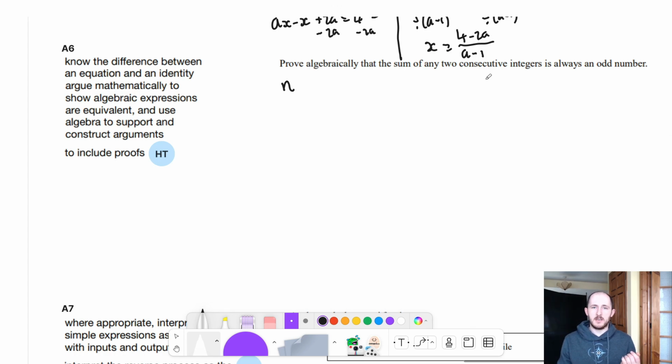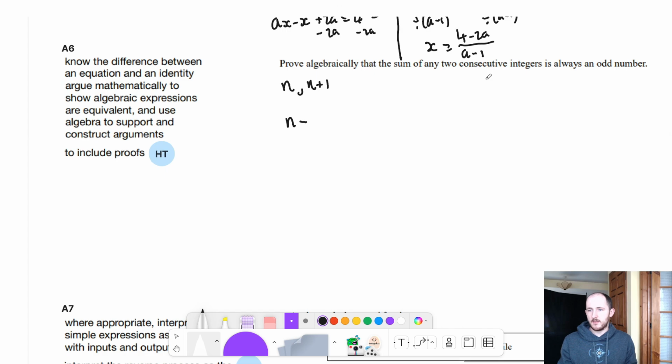And it doesn't matter which letter you use. I'm just going to use n. Now, how do I denote the consecutive integer? Well, how do I go from 1 to 2 and 2 to 3 and 3 to 4? I add 1. So the consecutive integer would be n plus 1. Now it's saying, prove algebraically that the sum of any two consecutive integers is always an odd number.